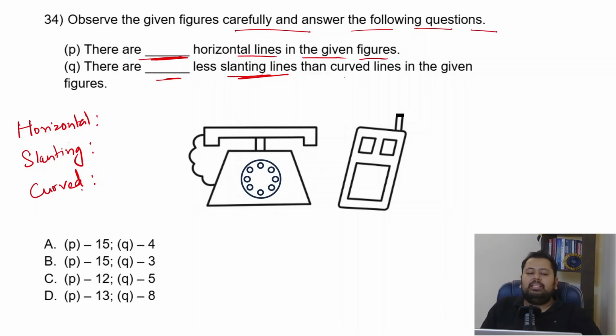You have to find the difference between slanting lines and curved lines. So this is just about finding the difference, and P is how many horizontal lines you see overall in this figure. So pause the video and find these three things. If you find these three things, I think the answer is almost there, right? So pause the video, solve it, and then look at the solution.